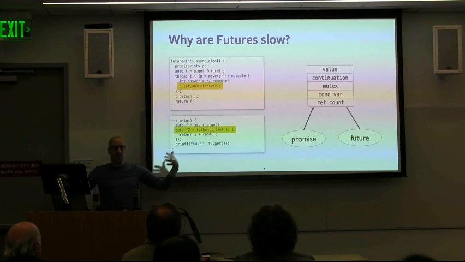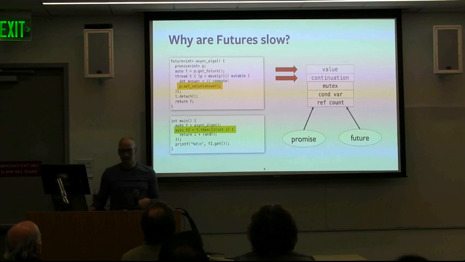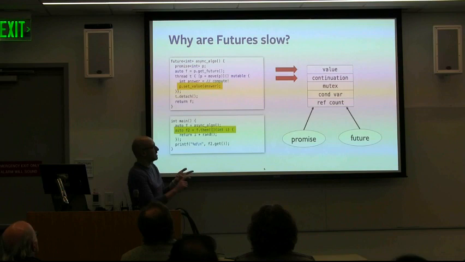And those two things can happen at the same time, right? There's a risk that these two concurrent operations can both mutate the same shared state. So you need synchronization. So that's why we have this mutex and that condition variable. So already we have synchronization, we've got allocation and interlocked operations. This is a heavy abstraction, but it's even worse than that.